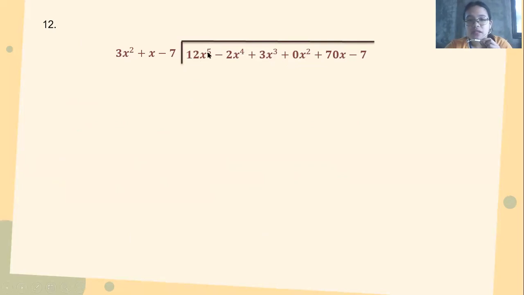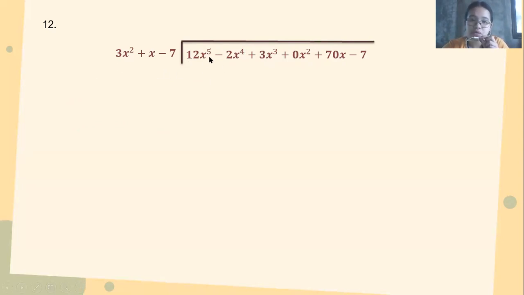So kapag kulang yung ating exponent, for example dito, x raised to 5, x raised to 4, x cubed, at kapag x na lang ang susunod, kailangan nating lagyan before the x yung x squared. Kahit 0 na lang kasi 0 na din naman yung answer niya. Para maiwasan natin yung pagkakamali. So kapag nalagay na natin dito, pwede na tayong mag-divide.